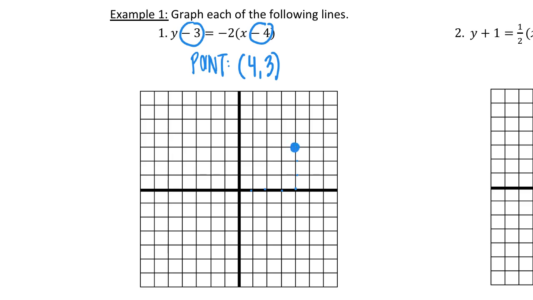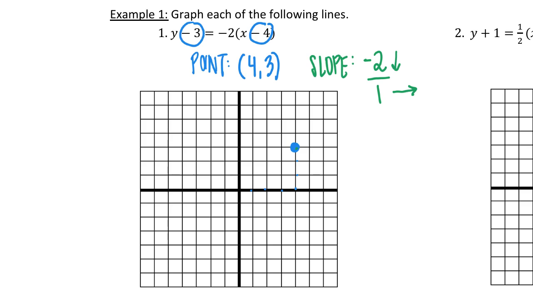Make a point. We know that that point is on the line. The next thing we'll find is the slope. The slope is the value that's in front of the parentheses, -2. Remember, when it's a whole number, you can put it over 1 so that you can see the rise and the run appropriately. The rise is telling us -2. That means we're going to go down 2. The run is telling us to run 1, so go right 1.